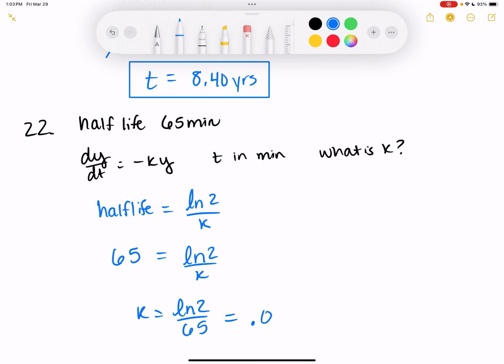Point 0.01 what? 1. Oh, do you round it? Yeah. Oh, okay. And that's just what k is. There's no units on k. It's just the decay constant.